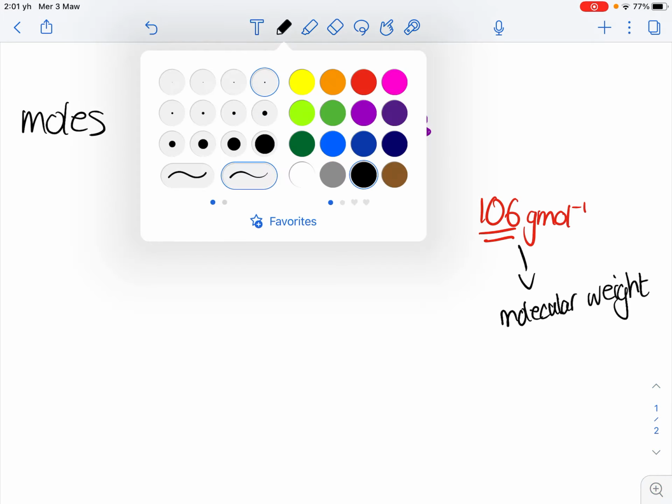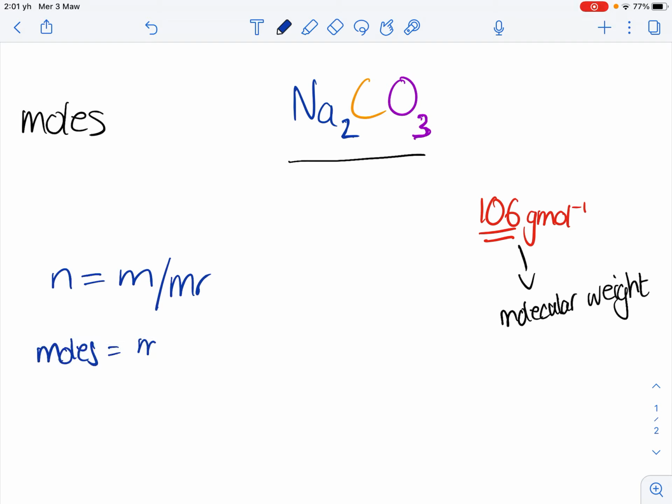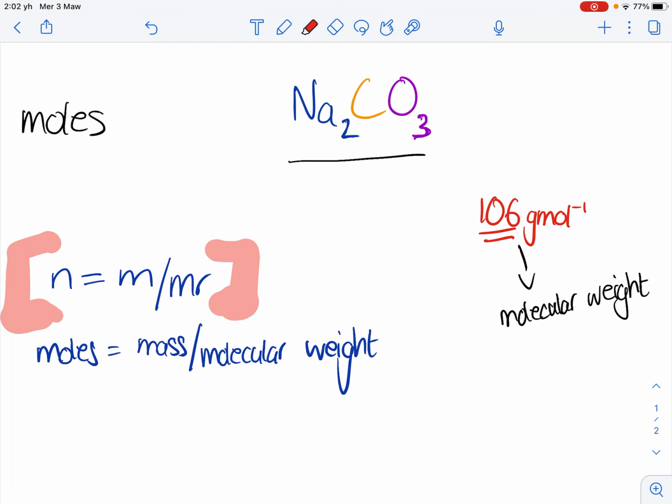So the key equation here that is really, really important is the number of moles is equal to the mass divided by the molecular weight. So let me just write this out. Number of moles is equal to the mass divided by the molecular weight. So this is really key, right? This is the equation we're going to use for lots and lots of different things.